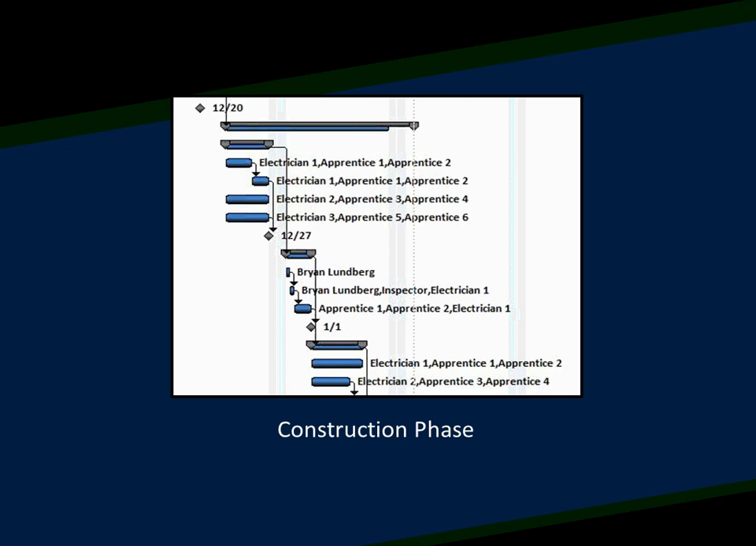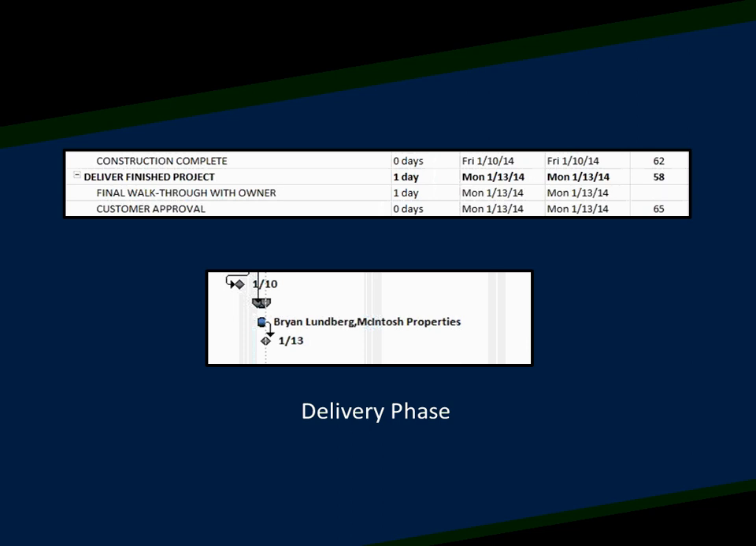So if one crew gets done at a certain time, I try to make sure they're not overlapping anything and making sure that everything's coordinated throughout the project. So that's a look at the Gantt chart during the construction phase. And at the end, we just had the project delivery, delivering the finished product to the customer. So we do a final walkthrough with the owner, and then we get the customer approval. So you can see that's a milestone there showing the end of the construction phase, and then another milestone saying the project has been approved by the customer.